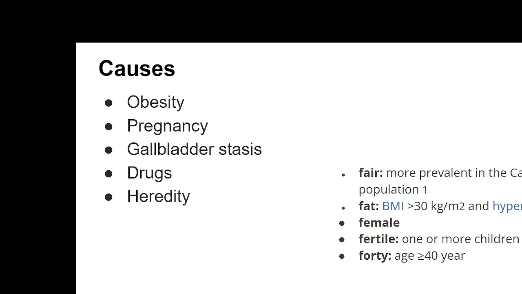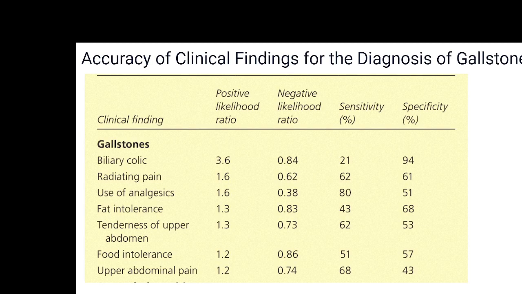There is a usual rule, a commonly described mnemonic of 5 F's, and those are: fair, more prevalent in the Caucasian population; fat patients, where BMI is more than 30 kg per square meter, or patients who have hyperlipidemia; female; fertile, where there are one or more children; and 40s age. So a fertile female in her 40s with a fat and fair appearance has a high chance of stone formation.